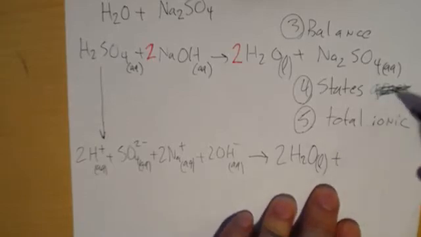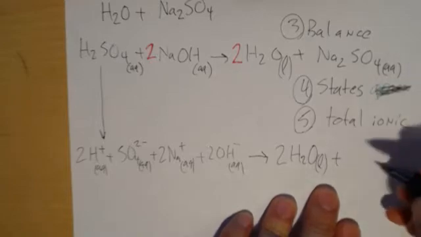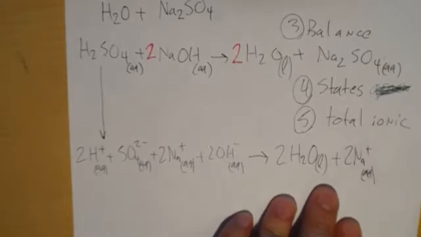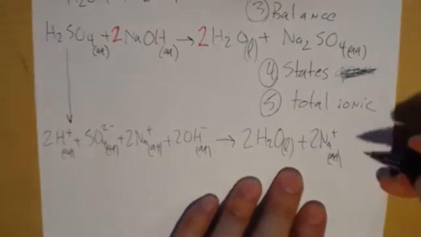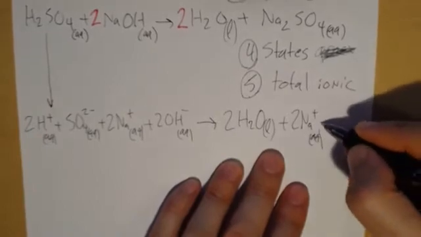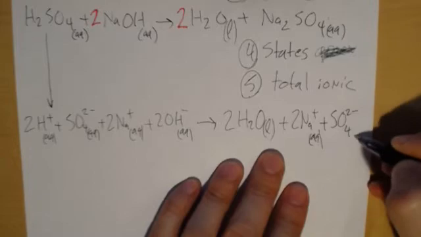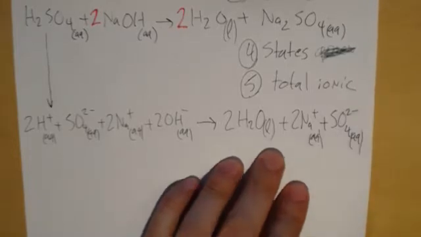Finally, sodium sulfate is aqueous. So I can write that as 2 sodium ions aqueous, plus SO4 2 minus aqueous.